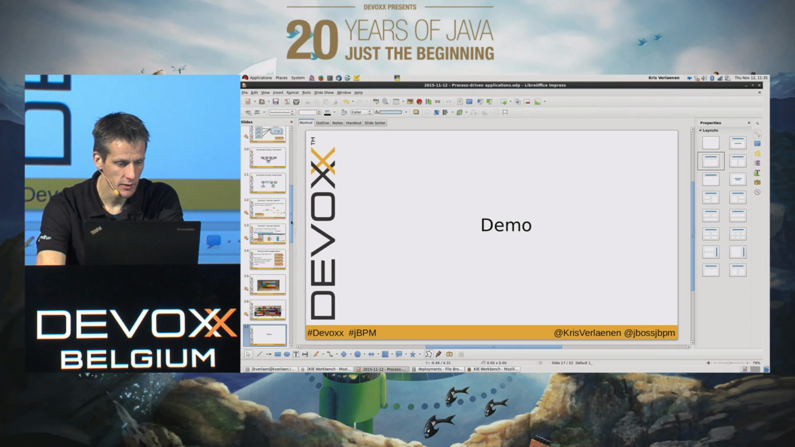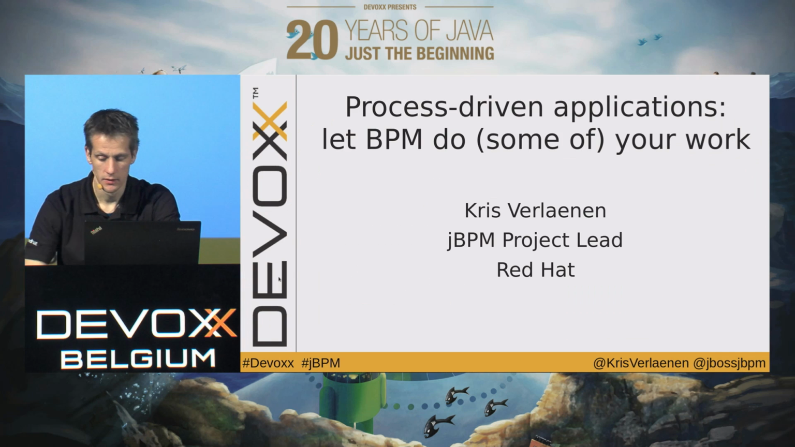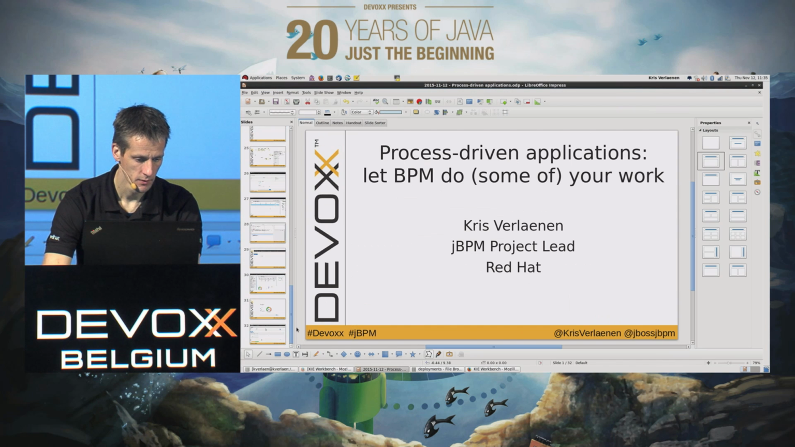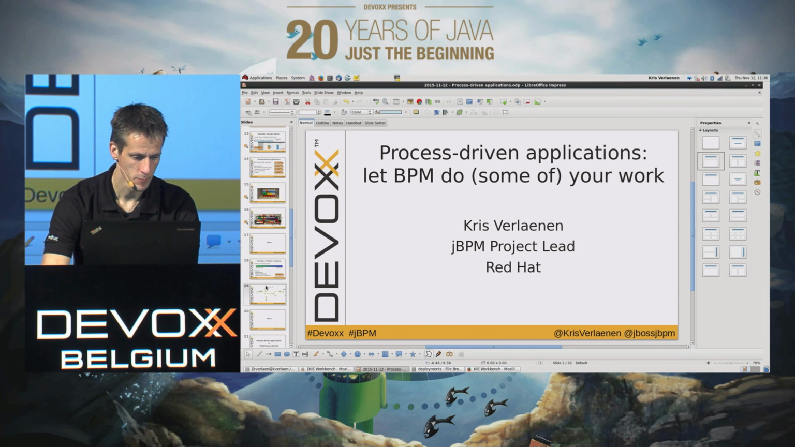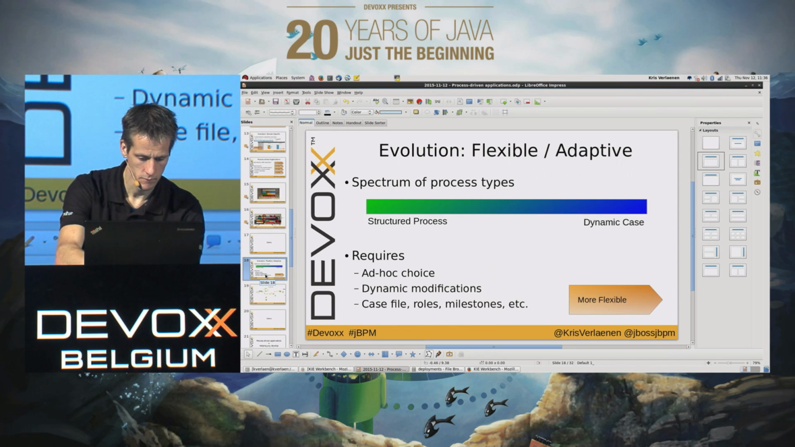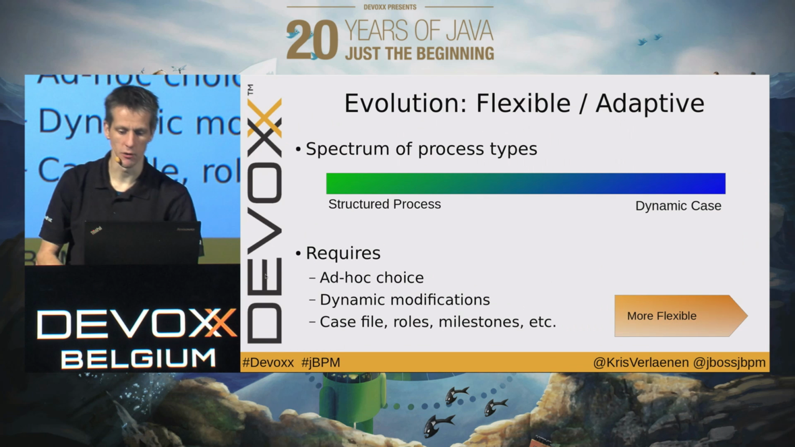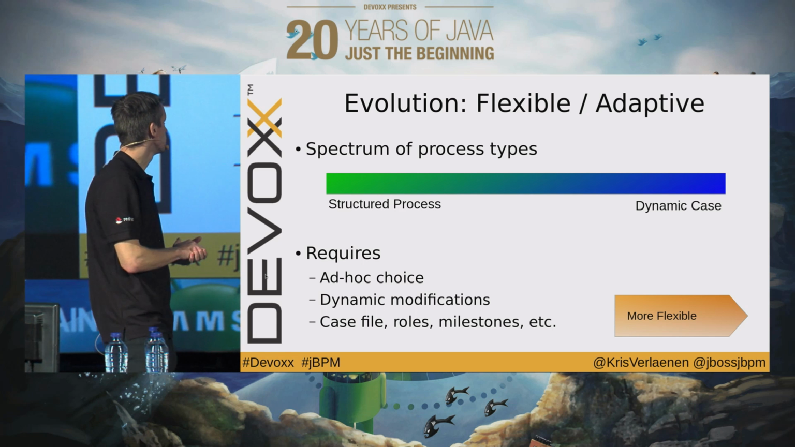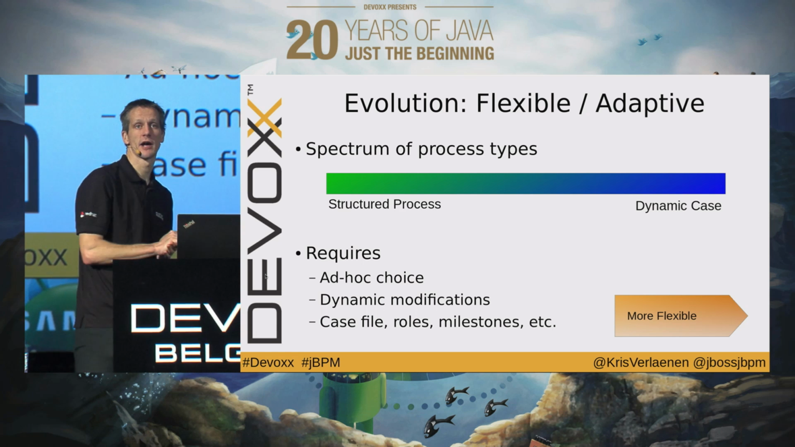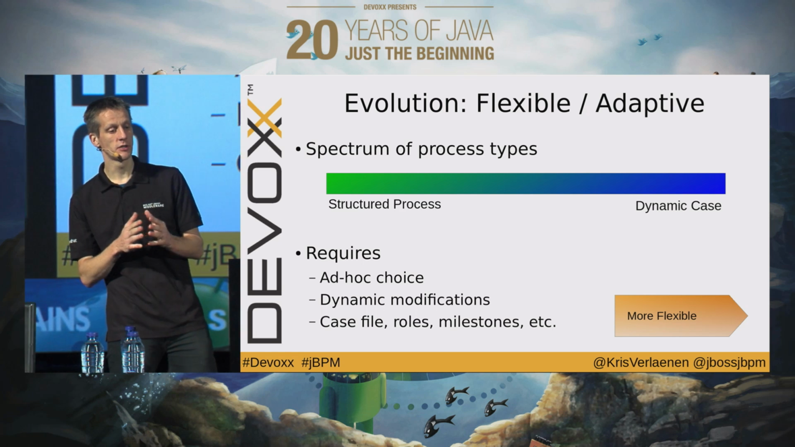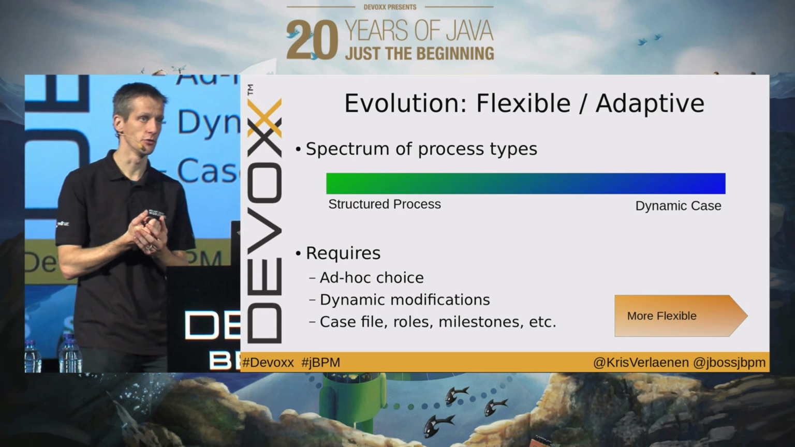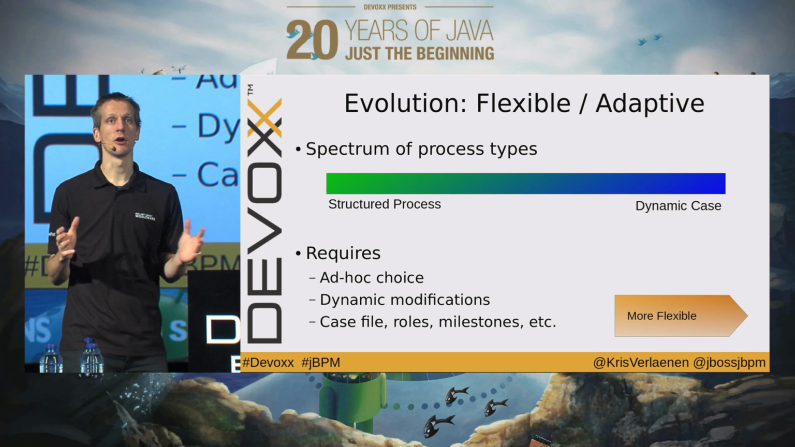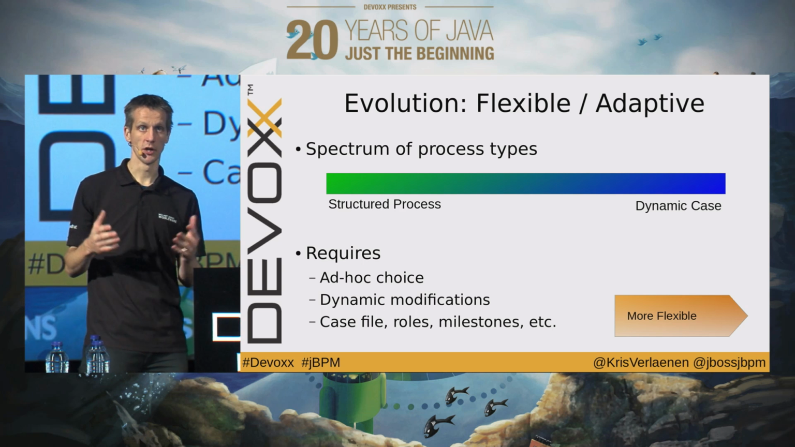Now, finally, there's one other thing that I like to mention, and that is also a final evolution, which is what's called flexible and adaptive. One of the key concerns that people might have when they're trying to use a BPM engine is that I have to implement my logic and I have to follow it. There's no way to adapt.